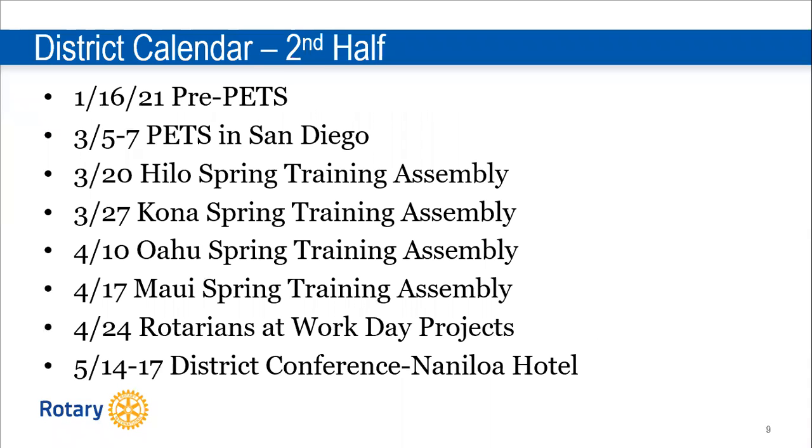Okay, then in 2021, we start with January 16th with PREPEX, and the reason why we have this early is because the International Assembly is in February, so we needed to push up PREPEX. But that means that the president-elect that's going to PRE-PETS and PETS needs to be selected, because there is usually homework, and that would be in November, December, to do homework before PRE-PETS.